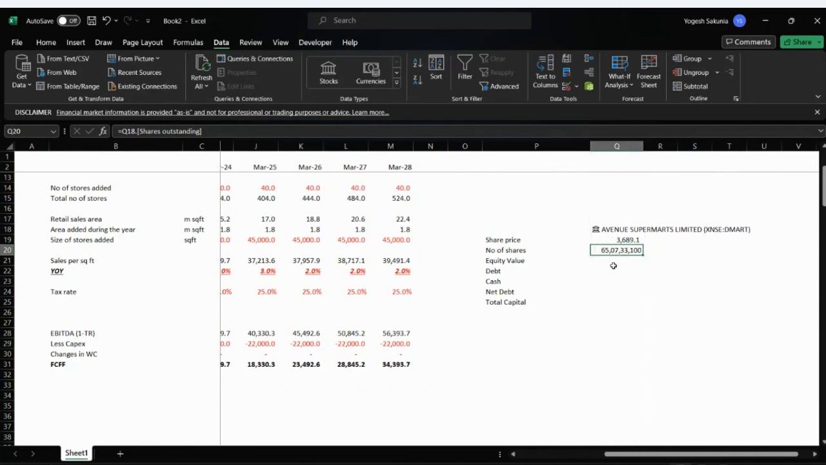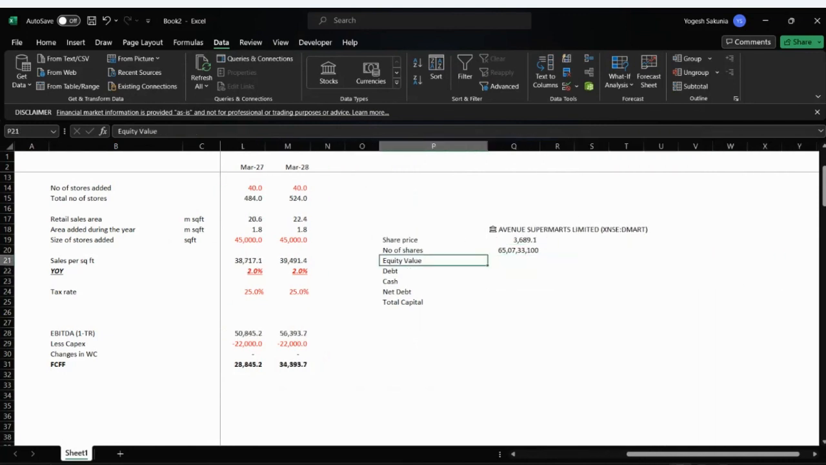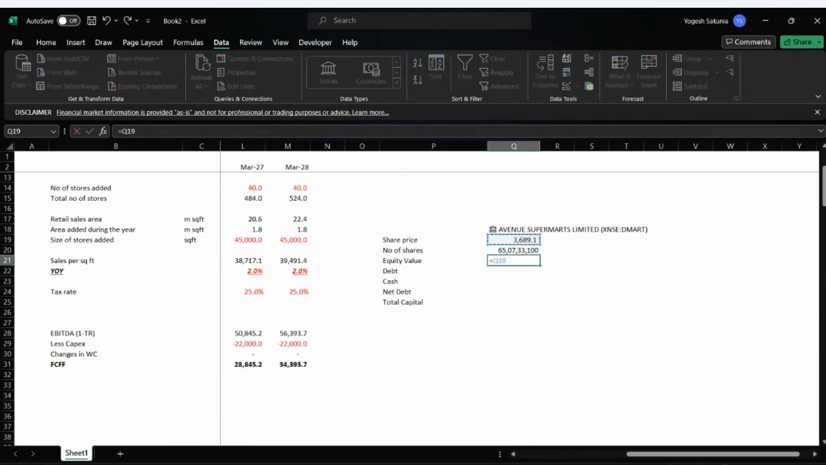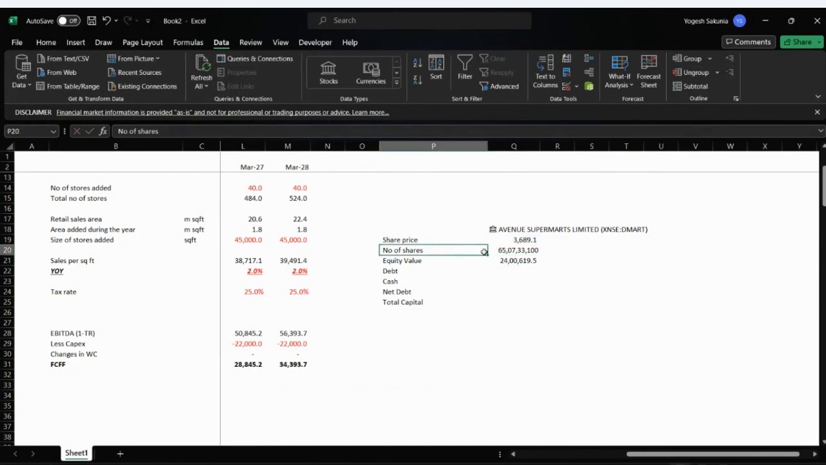So the value of equity is this into this. I need to still understand. Okay, this is the number of shares and I need to divide it by million because everything is being done in millions. Power 6. So that is the equity value, in millions.